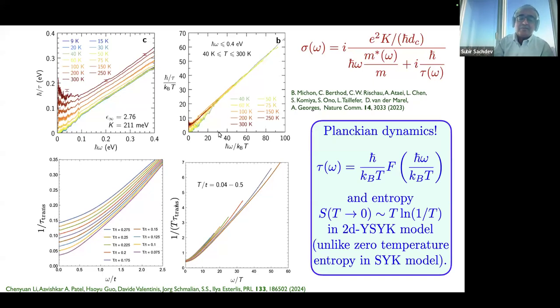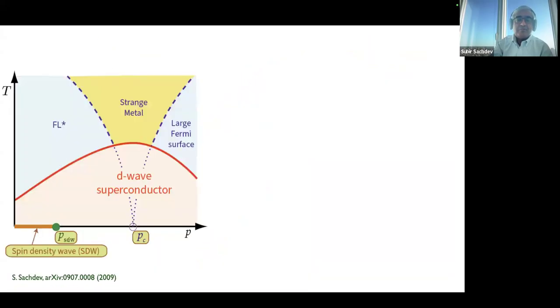Okay, that's again something we've been working a lot on, but don't really have time to discuss here. Actually, I made good time because I'm basically done. So I guess it's time for questions. So to summarize, this is the theoretical phase diagram, slightly modified from a paper I wrote in 2009.